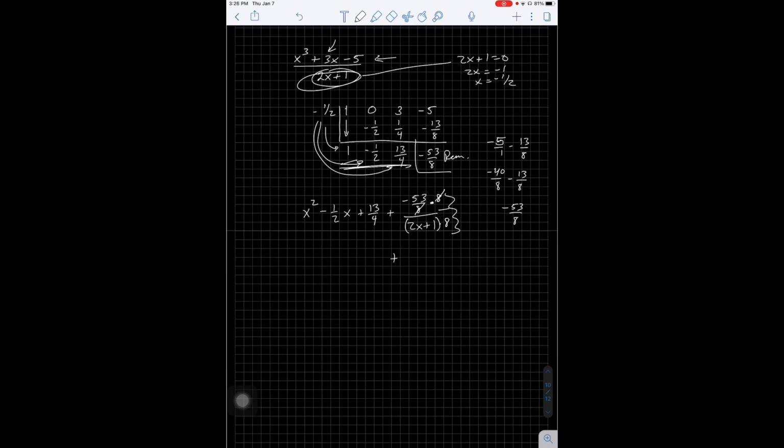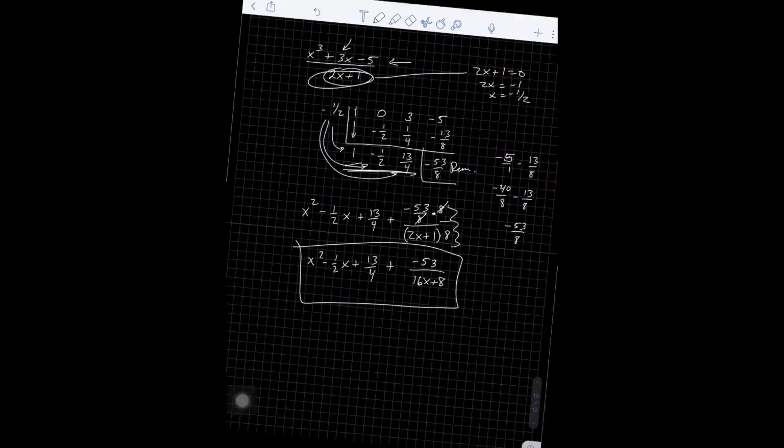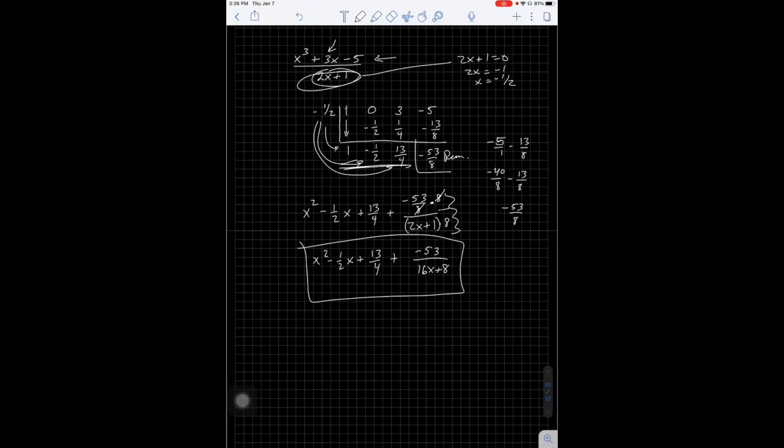But when you multiply, these 8's cancel, and that gets rid of the fraction on top. So you're left with a negative 53 on top, and then this 8 distributes in, or you can leave it factored, it doesn't matter. But you'll get 16x plus 8, and then your x squared minus 1/2 x plus 13/4. And that's your final answer. Now, the next natural question is, well, why did we learn long division if we can do it this way?